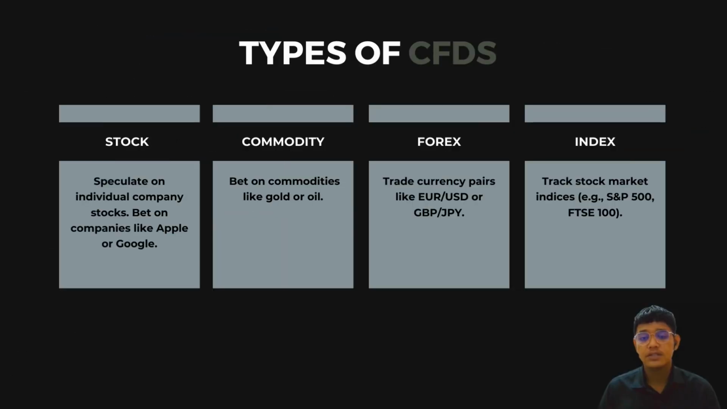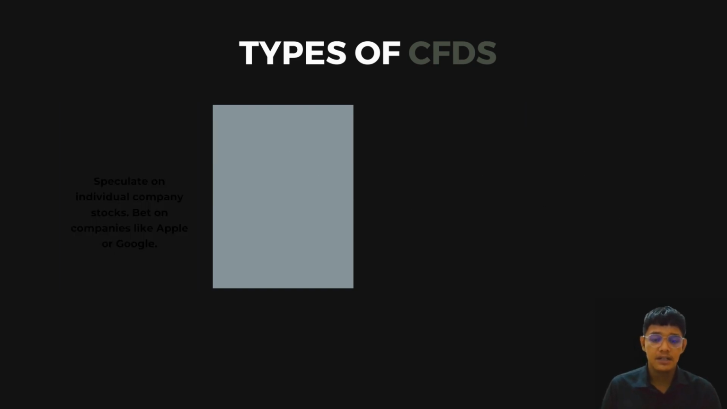Next, let's move on to types of CFD. So basically, we have four types, which are stock, commodity, forex, and also index. For the stock, we can speculate on individual company stocks like Apple or Google. For the commodity, we can bet on commodities like gold or oil. For the forex, we can trade currency pairs like EUR/USD or GBP/JPY. And last but not least, for index, we can track stock indices like the S&P 500 or FTSE 100.